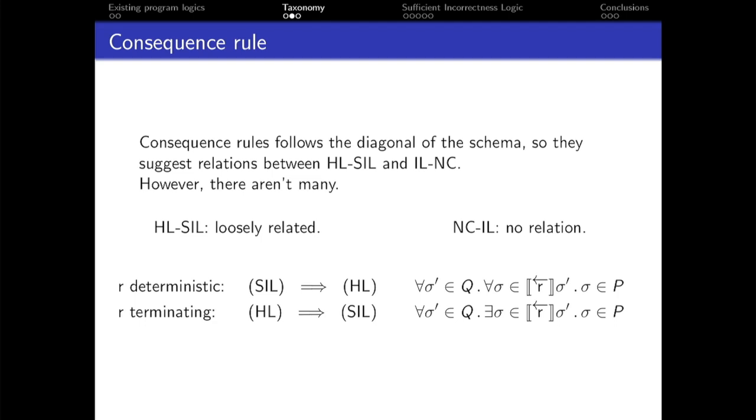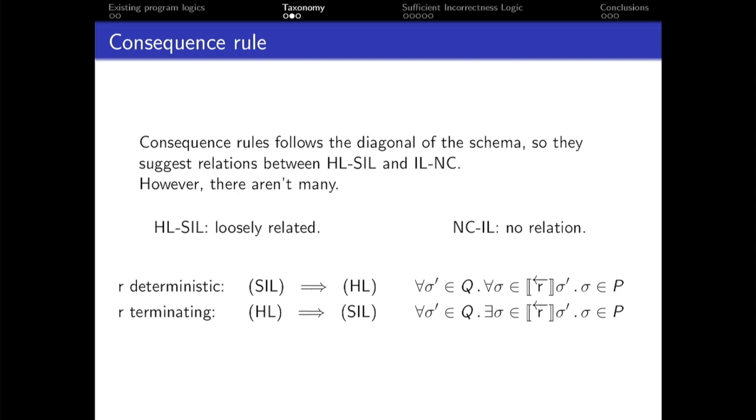If R is deterministic, the SIL condition turns out to be total completeness, and total completeness implies our logic, that is partial completeness. And conversely, if R is terminating, our logic becomes total correctness, and this implies sufficient incorrectness logic. But in general, there is no relation between sufficient incorrectness logic and our logic.